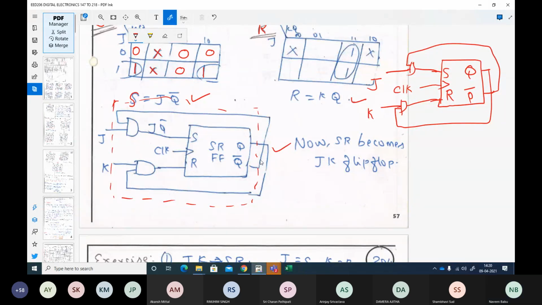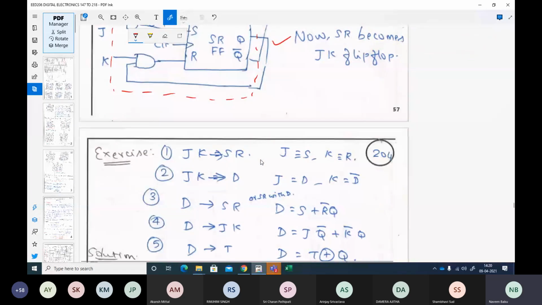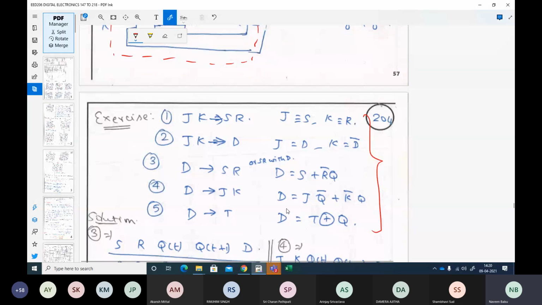Okay, similarly, you can do multiple exercises. You can convert all possible combinations. You can convert JK to SR, JK to D, D to SR, D to JK, D to T. Likewise, you can do, and these are the Boolean expressions for that also. I have given you the solutions also. Maybe you can try. Maybe for one or two, I will draw the truth table.